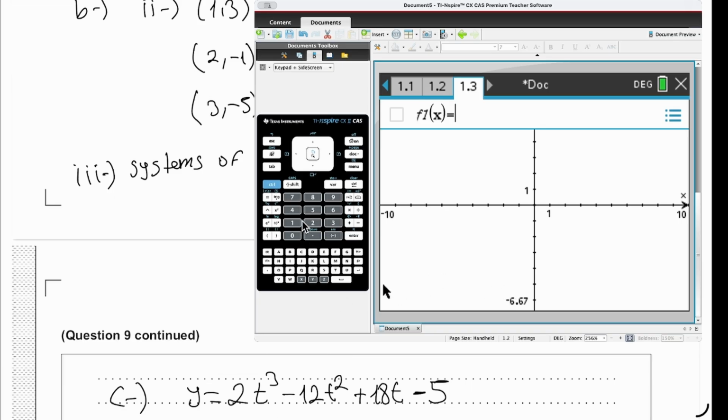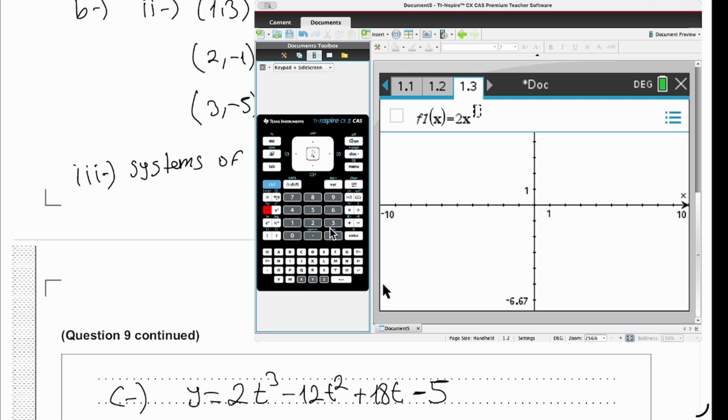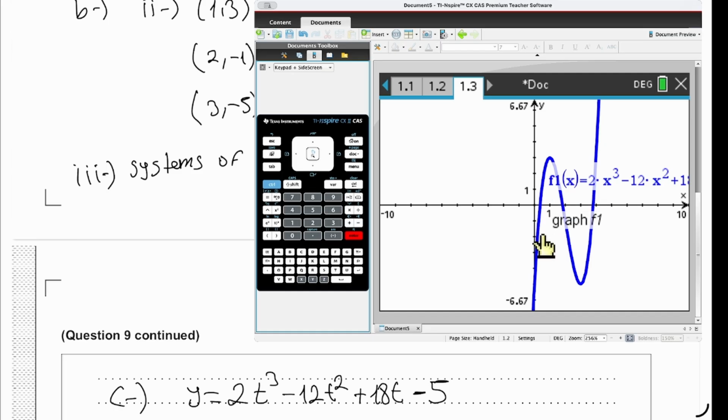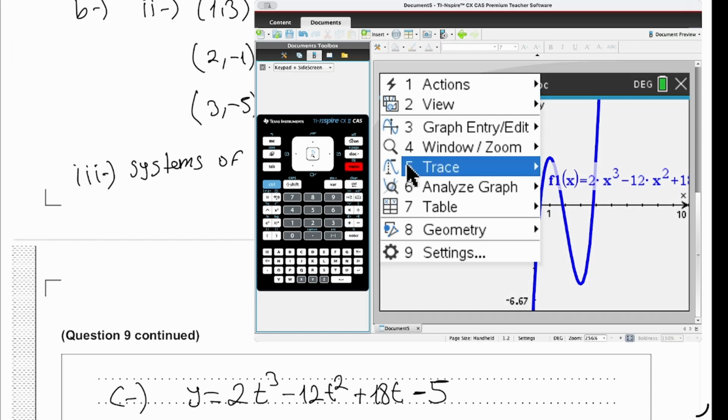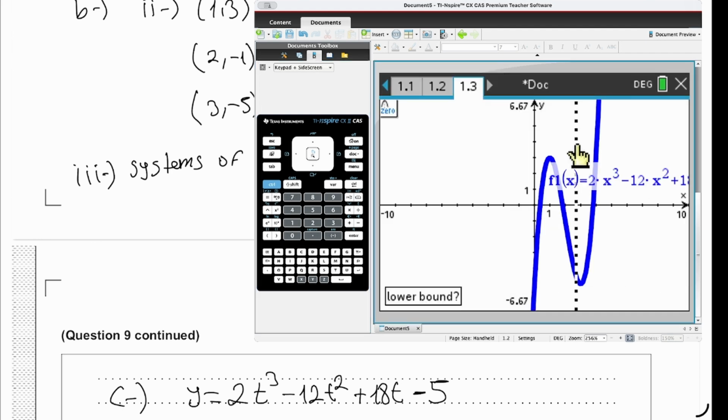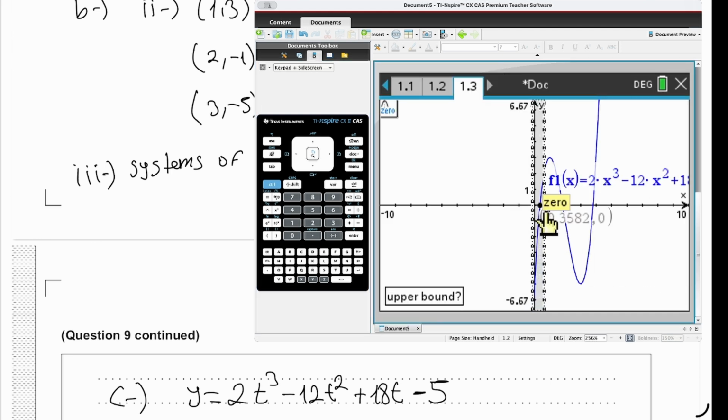Okay, 2x cubed, minus 12x squared, plus 18x, minus 5. So this is our function, right? Does it look like our original function? Yes. So we need to find these values, which are the roots. How can you find it? Menu, analyze graph, and zero. Then click before it and click after it.